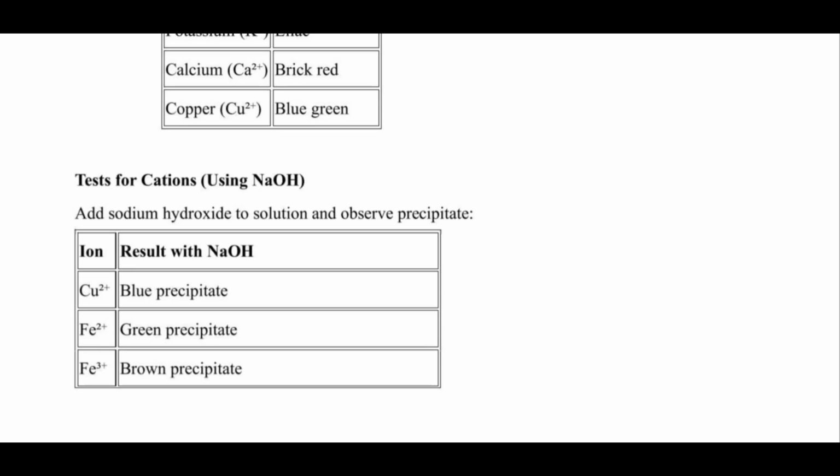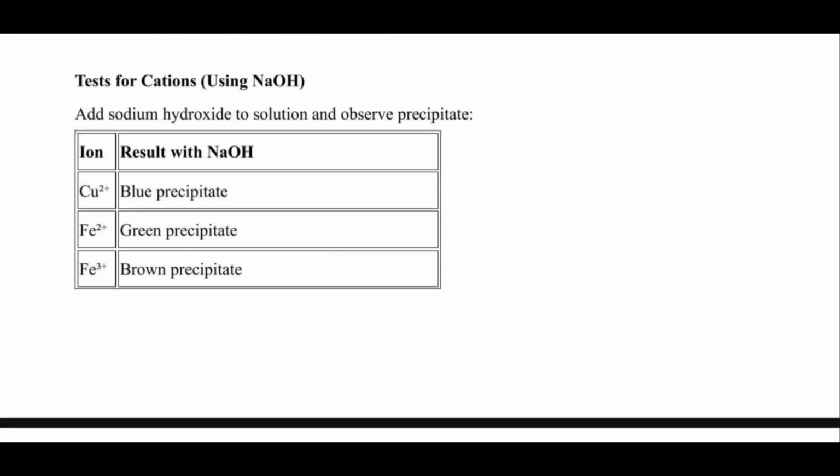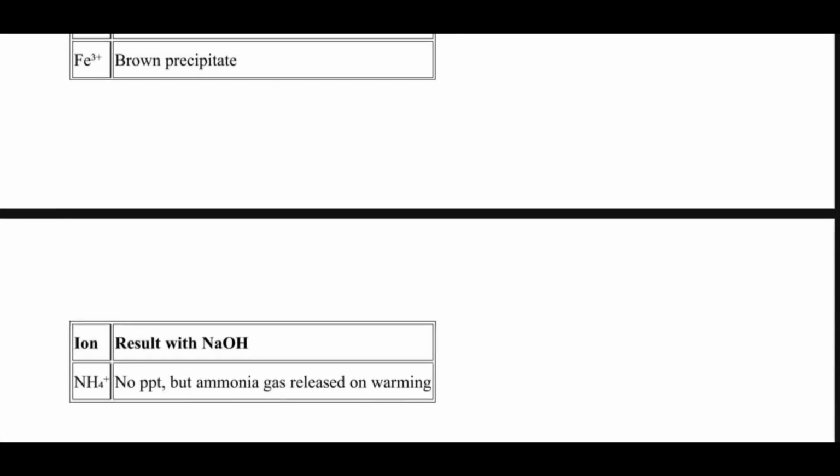If iron with the oxidation state 2+ is present, then a green precipitate will appear in the solution, and a brown precipitate will appear if the iron oxidation state is 3+. So be very careful, because iron is a transition metal. It has two different oxidation states and both have different colors. If the oxidation state is 2, you will get the green precipitate. If the oxidation state is 3, then you will get the brown precipitate.